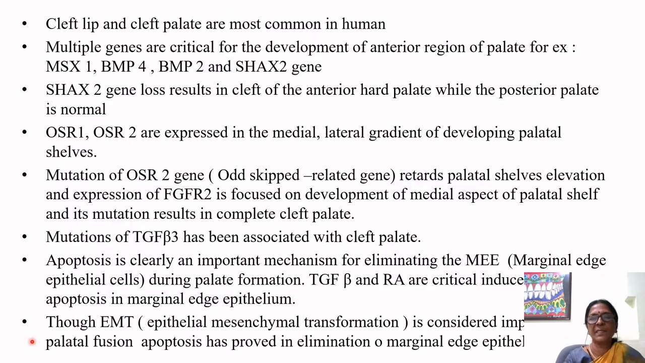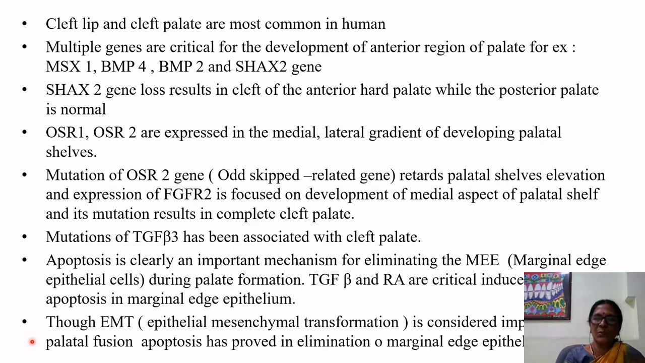Coming to the cleft lip and the cleft palate, which are most common in human beings. Multiple genes are critical for the development of anterior region of the palate. For example, the MSX1, the BMP4, the BMP2 and the SHH2 gene. SHH2 gene loss results in cleft of the anterior hard palate, while the posterior palate may be normal. Now, the OSR1 and OSR2 are expressed in the medial lateral gradient of the developing palatine shelves.